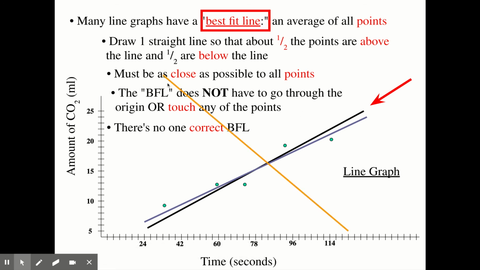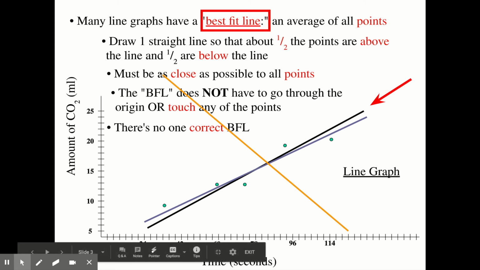Now, a best fit line is not this one though, right? So this yellow one is not a best fit line. This does not go in between all the points. It's just a random line drawn.